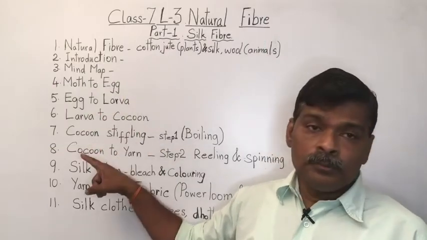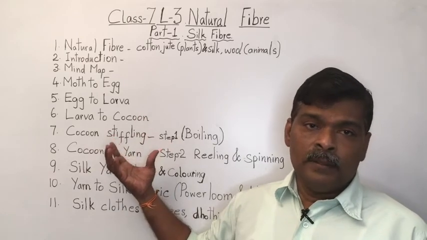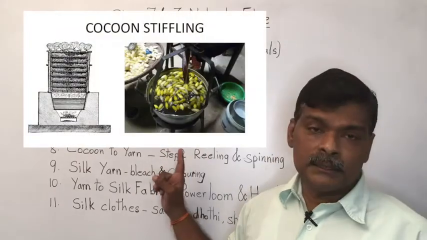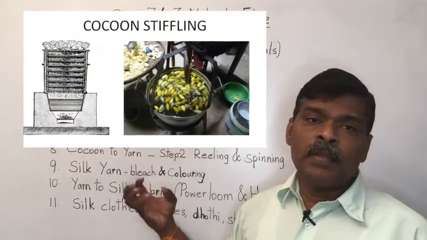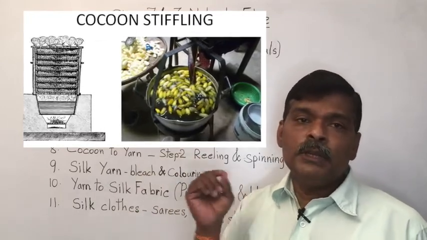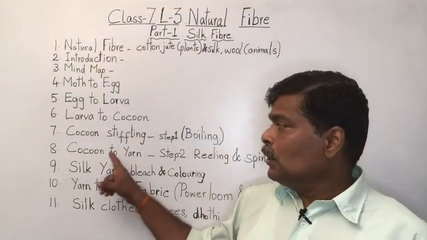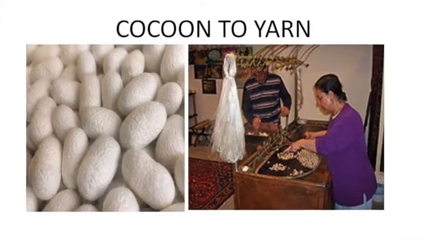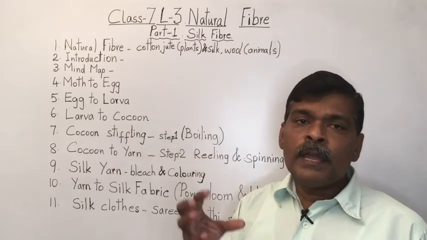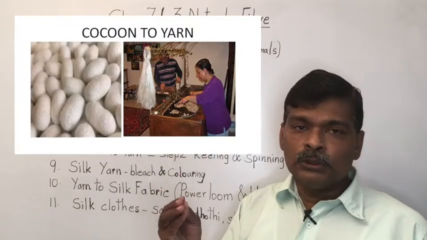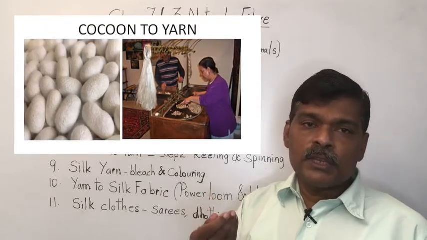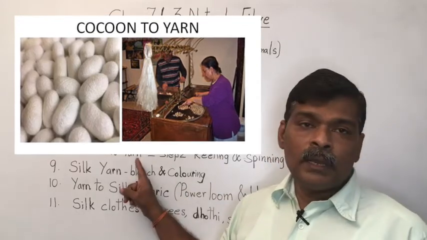Next, the cocoon is taken from trees and collected by farmers, and then they stifle it. What is stifling? It is nothing but boiling. When we boil the cocoon, it becomes soft, and the fibers become loosened from the cocoon, so it is easy to take away the fiber. So, cocoon to yarn. We take the boiled cocoons' fibers four or five at a time. From four or five cocoon shells we take a single fiber, spin and twist it, making a strong yarn.